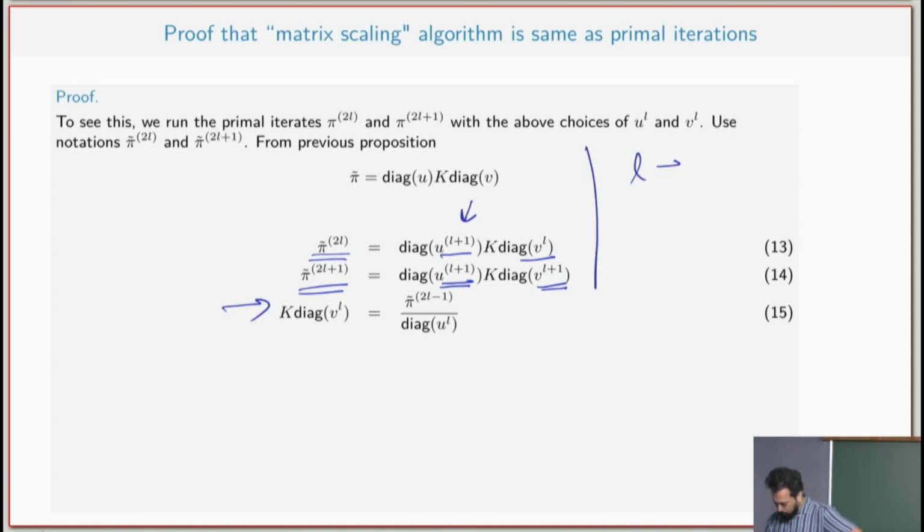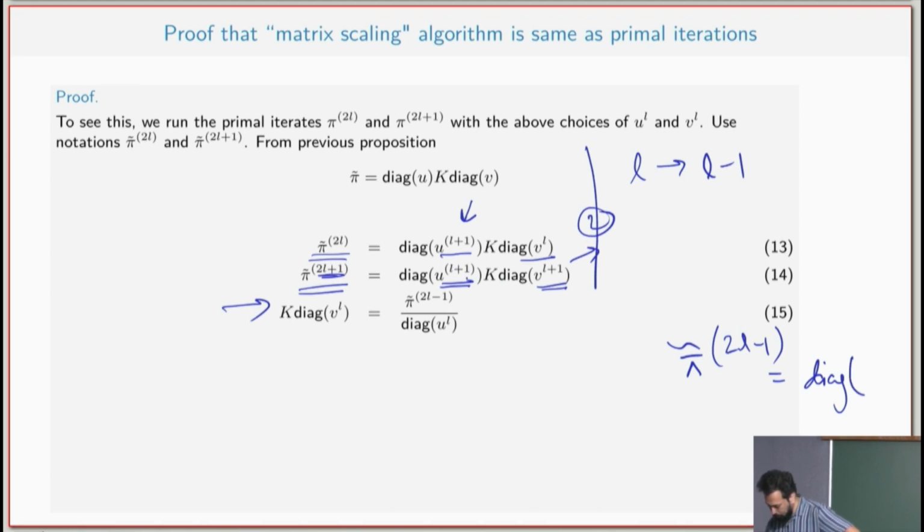So let us change l to l−1 in the second one. Let us see if this claim is okay. If I change l to l−1, then I get π̃, sorry, this is a superscript, so π̃^{2l−1}. So l to l−1 here, so this will be 2l−1, right? This is diag of l to l−1, this will be u_l, and this is K, and diag of l to l−1 here will be v_l. So it seems to be okay.